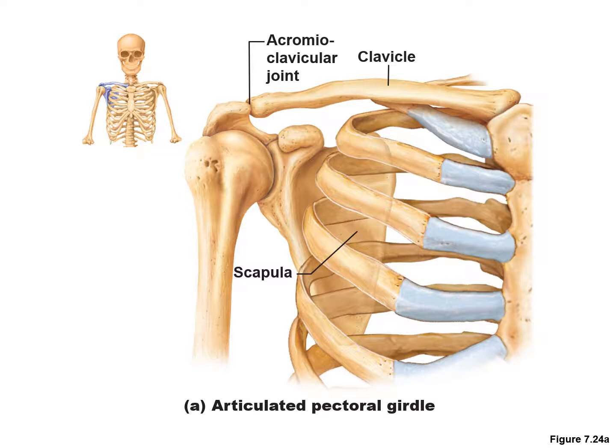So this is a view of an articulated pectoral girdle. This is what's known as the acromioclavicular joint. This is the clavicle. And this is the acromion process of the scapula. So it's known as the acromioclavicular joint. Of course, we have the scapula, which is commonly referred to as the shoulder blade here. And then the head of the humerus. So this is the shoulder joint, and it is also the pectoral girdle because it is the attachment point for the upper limb.